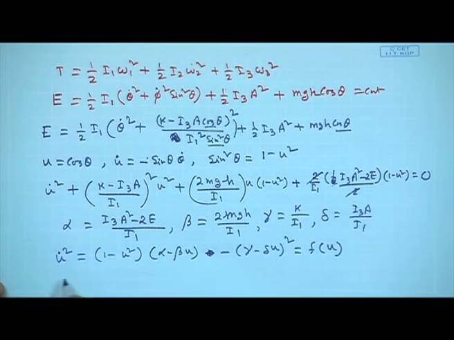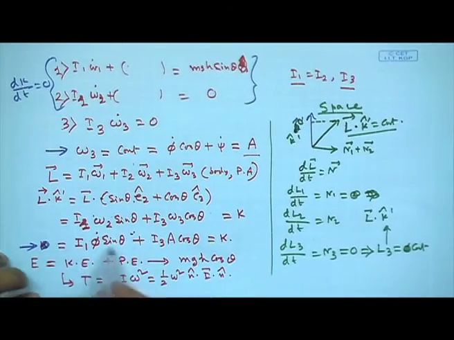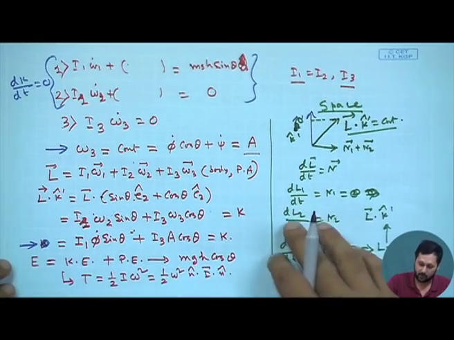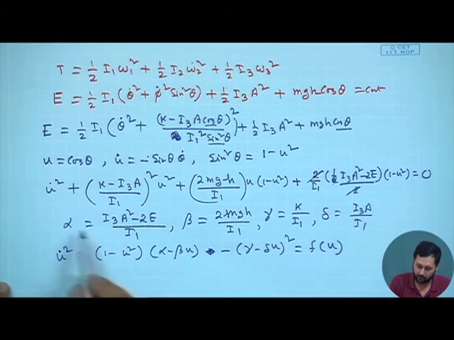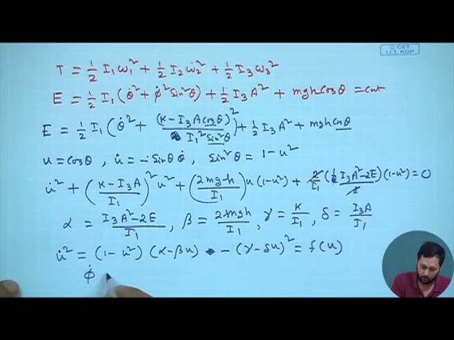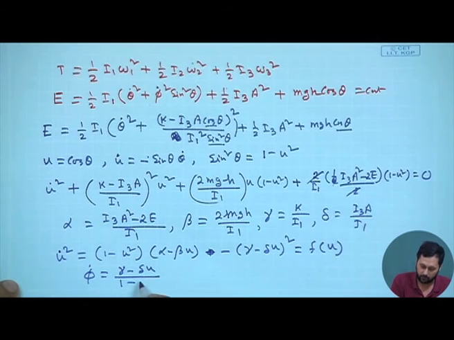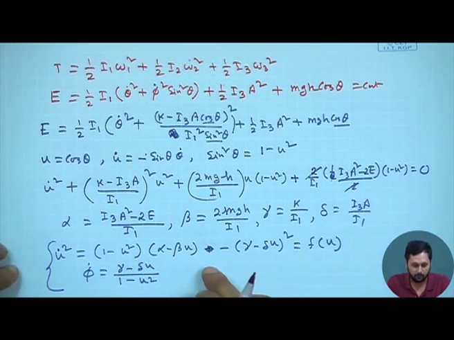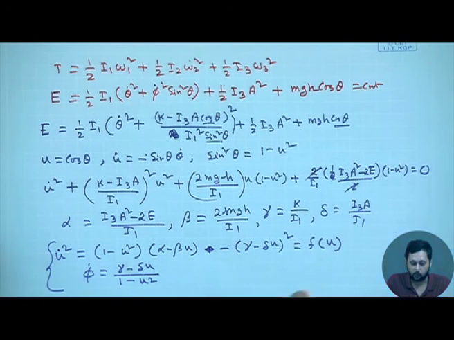Now, also there is a second expression. If we start with the expression of k and write it in a slightly modified form in terms of all these newly introduced parameters alpha, beta, gamma and delta, then we can figure out that phi dot is equal to (gamma minus delta u) divided by (1 minus u square). So, these two are the expressions which we will be using to give a physical description of the top's motion.